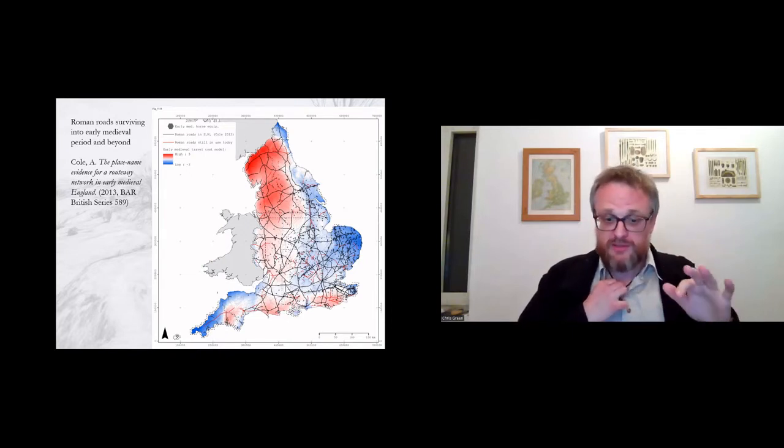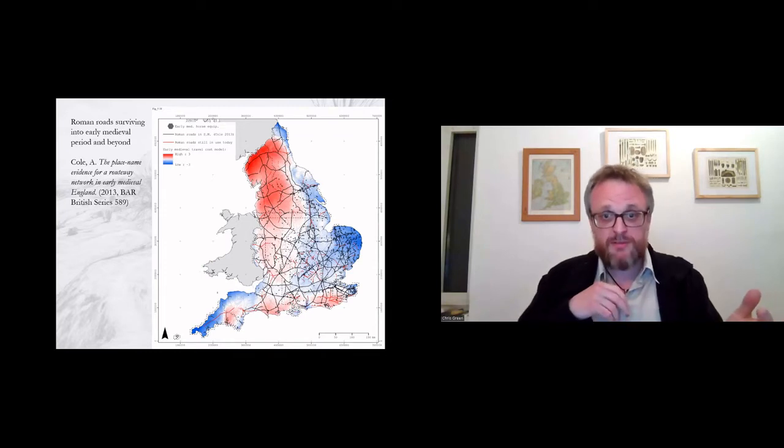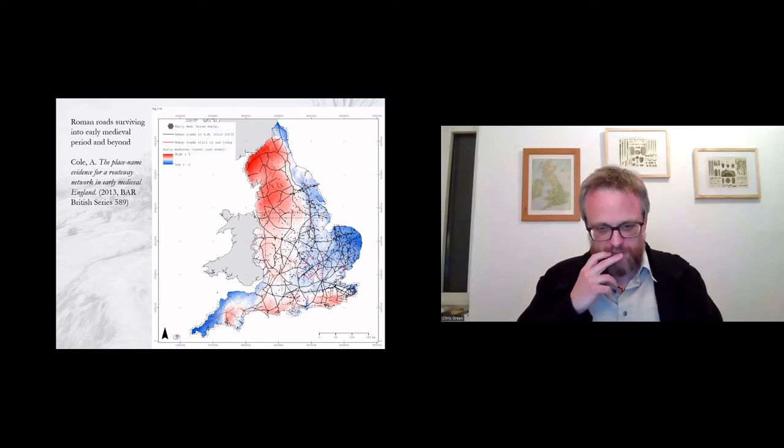This map also shows early medieval horse equipment, which I think you can argue also appears to have a reasonably strong visual correlation to surviving Roman roads, particularly in the eastern half of the country.